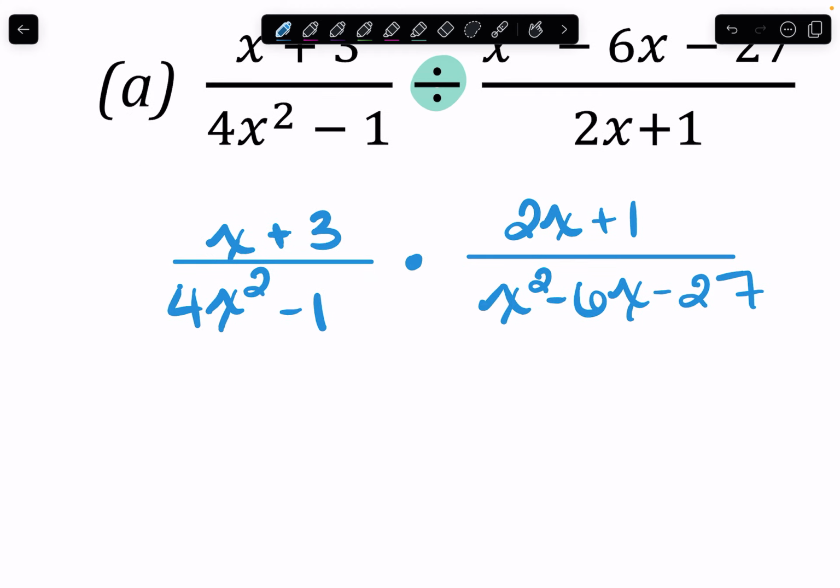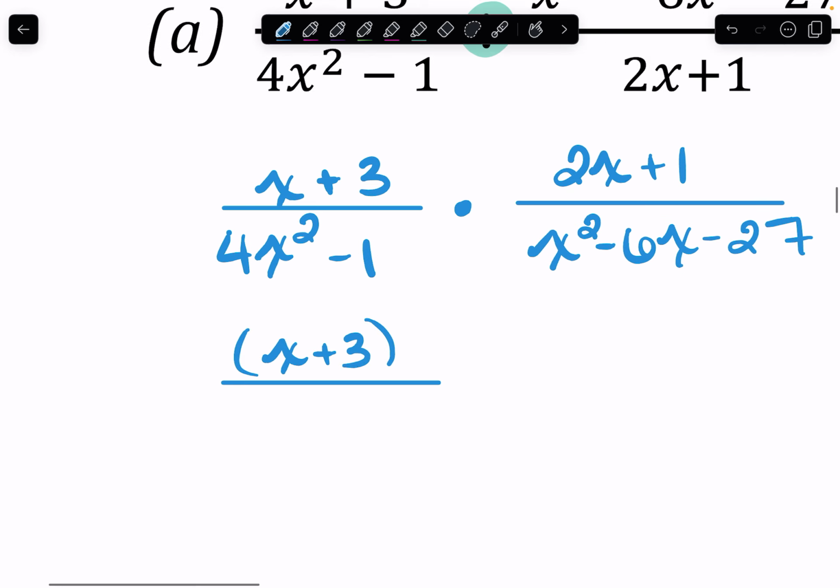Then we proceed like we did with the multiplication problem because that's what it has become. So factor everything and divide out what you can. All right, first numerator, x plus 3 is as factored as it's going to get.